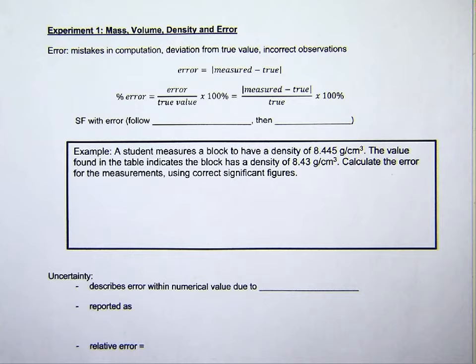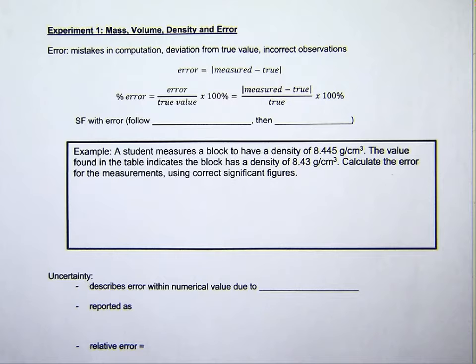So when we're thinking about error, what we're thinking about is deviations from the true value. So these are things that are related to the accuracy or precision of your instrumentation, how many times you performed a measurement or a calculation. These are things that contribute to maybe not getting exactly what was reported in a certain table.